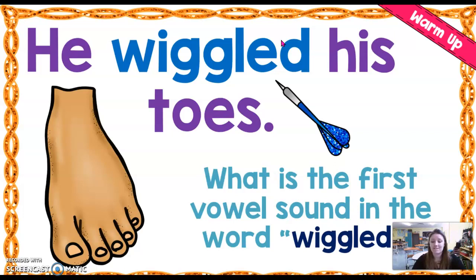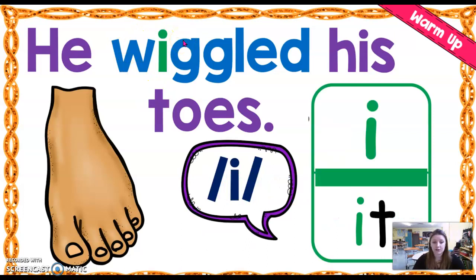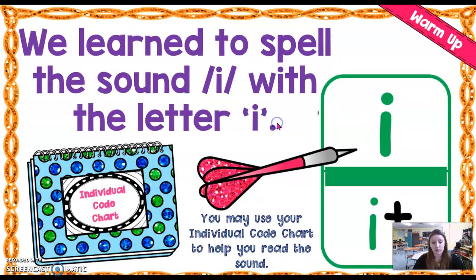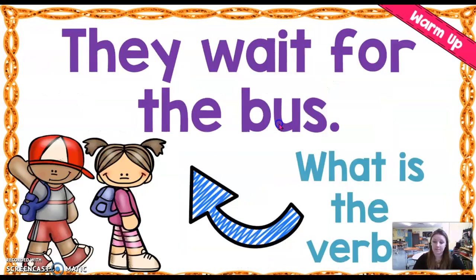What's the first vowel sound in the word wiggled? So we have w, i, g-l-d. What's that vowel sound near the beginning? Good. Our vowel sound is i. The sound is i. The spelling is i. Check out that giant power bar. Most of the time, i is going to make the i sound, like in wiggled. Good job. We learned to spell the sound i using the letter i.